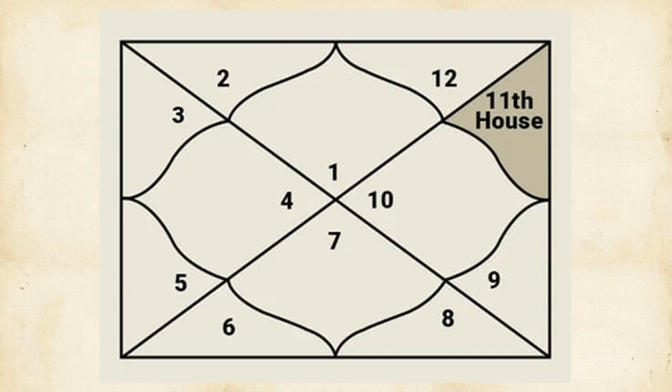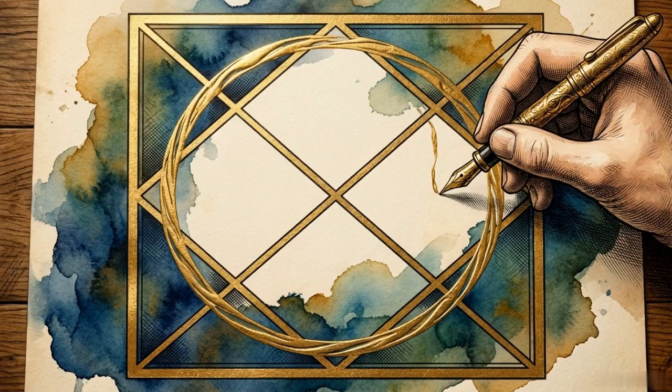Finally, we look at the 4th house. While often associated with the home, in a financial context, it represents real estate holdings and the public trust required to build a brand. Identifying these 3 houses is the first step to understand your chart's financial organization.